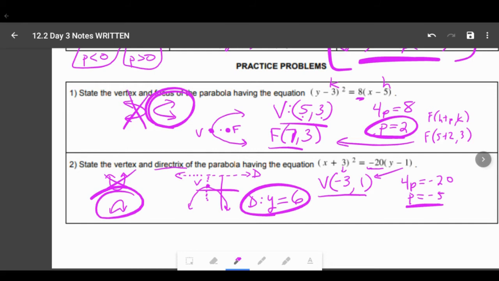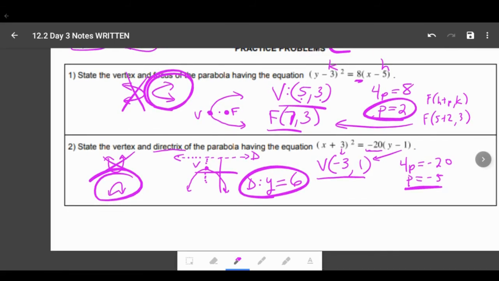Again, if you're a person that likes to use equations, that's perfectly fine. If you look up, it says that the directrix is going to be y equals k minus p. So you say, okay, my k value is 1 minus -5. Oh, look, that's what makes the difference. I still get y equals 6.